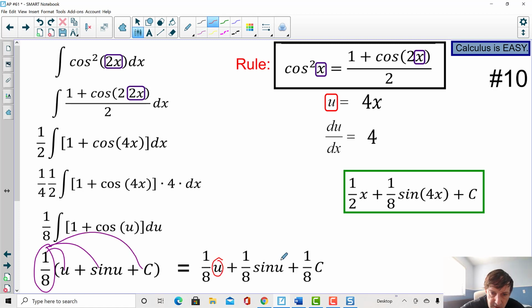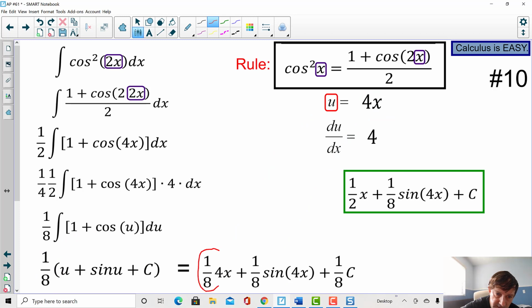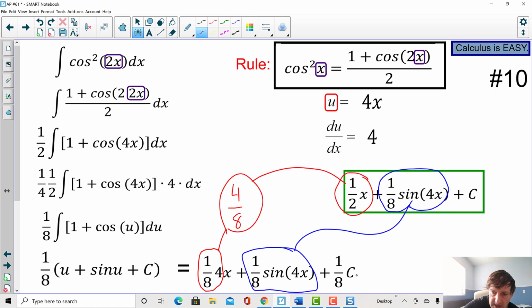Okay, we still need to trade our u for 4x, because our u is equal to 4x. Let's do that. And after plugging in the 4x for the u, we end up with 4/8 right here times x. And so that's what we have here. We have 1/2 times x. So we got the same answer there. We're still getting 1/8 sine of 4x here, so that's the same. And 1/8 times a constant, we'll just call it c1, is just going to give us another constant. So it's nice to know that you do get the same answer, even though we did it two different ways. And it'll be up to you. You can do it either way.